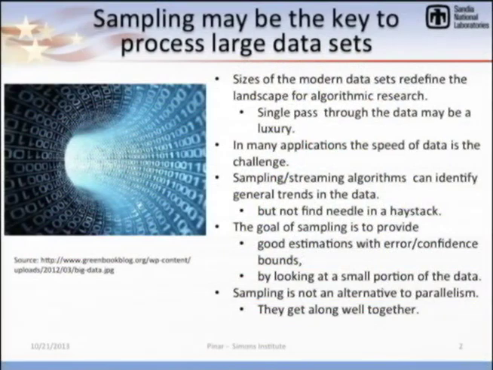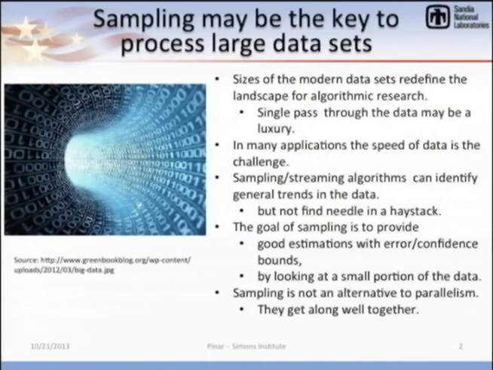By doing this, you can compute general trends in your graph. If something is very frequent, you can count it. Or if something is really big, you can detect it. But if you're looking for a needle in a haystack, you cannot use sampling or streaming algorithms.